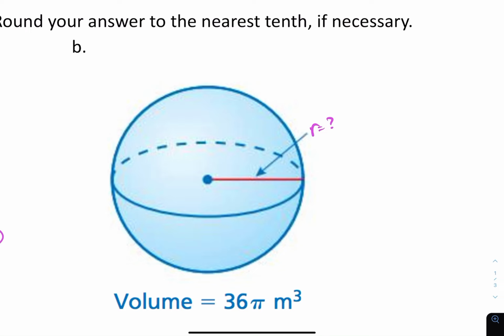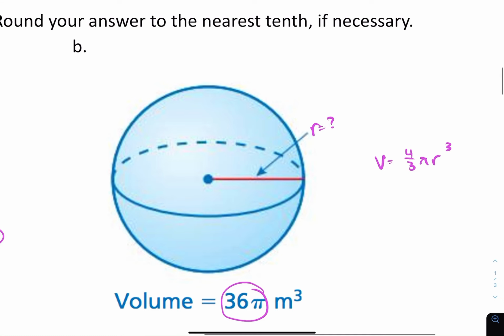Okay? Next, so in this one, it looks like you're solving for radius, right? You're missing radius here. You're given the volume, so this one's a little tricky, right? So V equals 4 over 3 pi r cubed. Let's plug in everything that I know. I know V is equal to 36 pi, so 36 pi equals 4 over 3 pi r cubed.